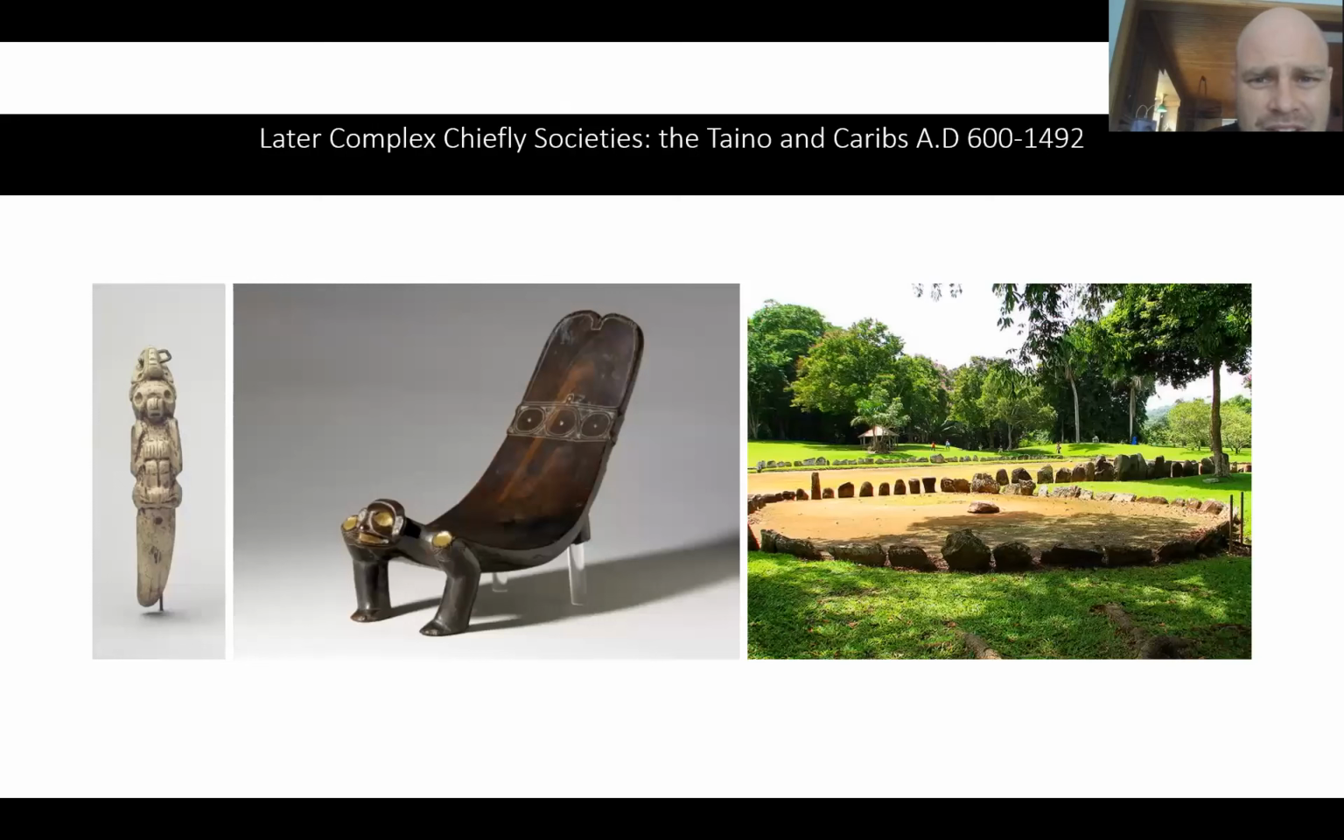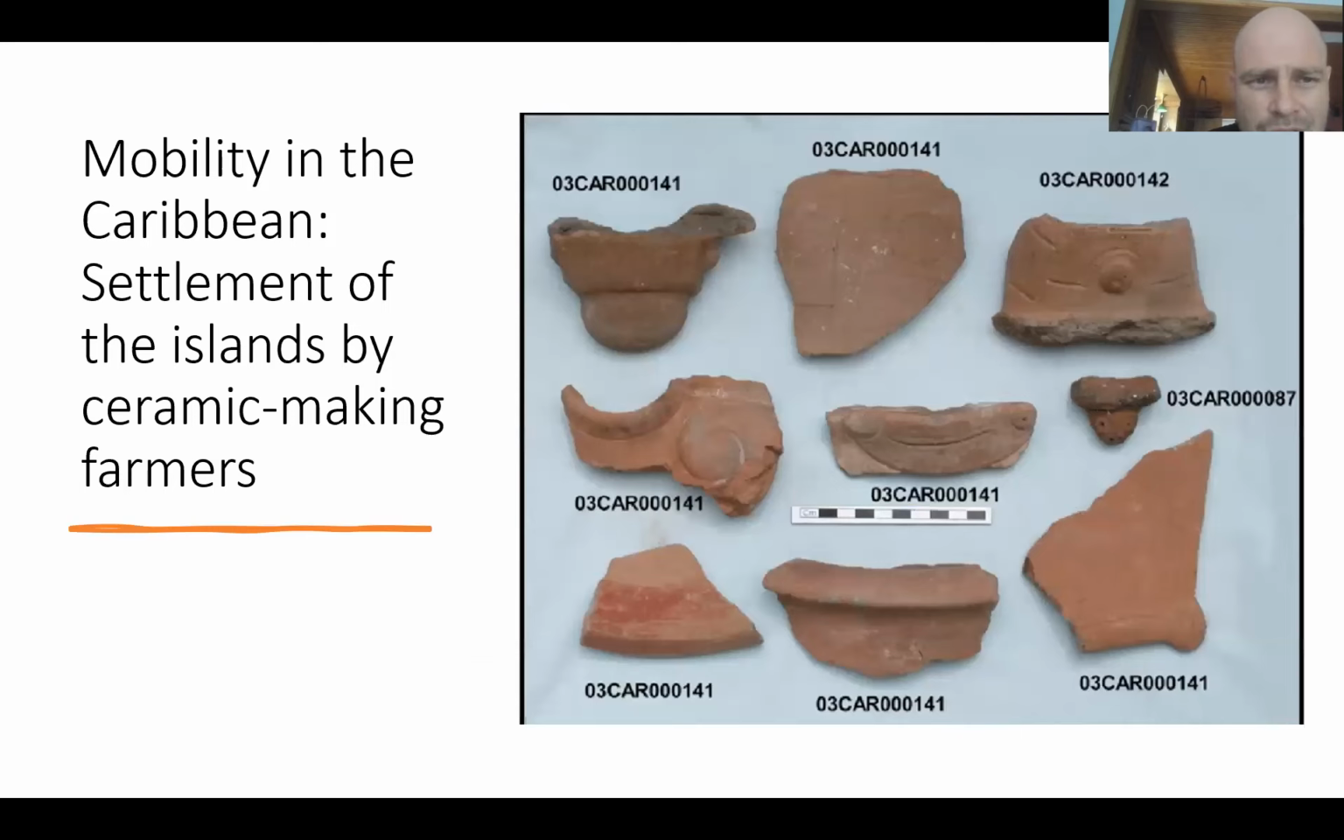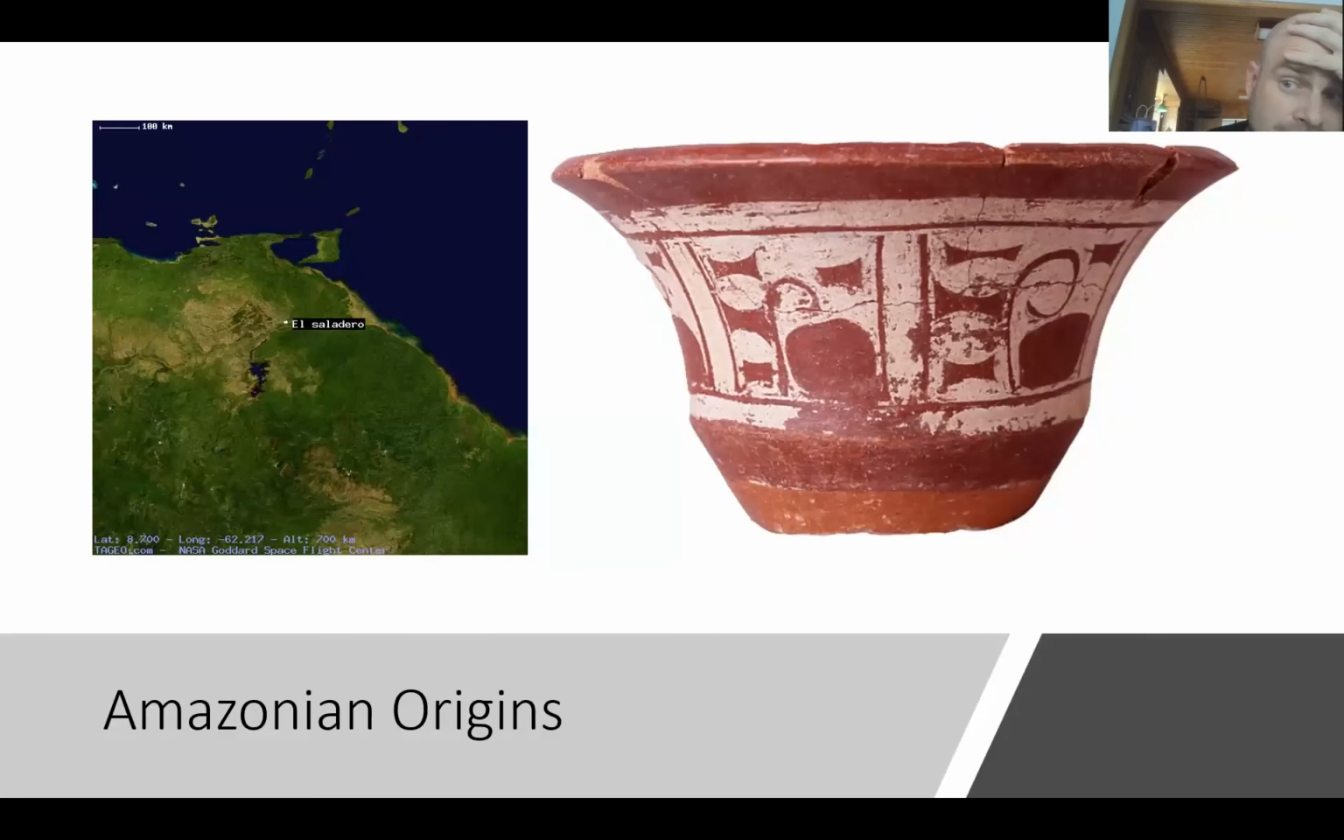And then finally, we see these complex chiefly societies develop. The Taino specifically are one of them. And there's more inequality. There's some permanent architecture and some interesting fancy artifacts and such. And we'll talk about who they were and such. I think an interesting thing to talk about in some more detail, because it tells us about settlement and the movement of people and such, is the settlement of the islands by ceramic making farmers. So this Saladoid settlement that happened from 500 BC until 0 BC.